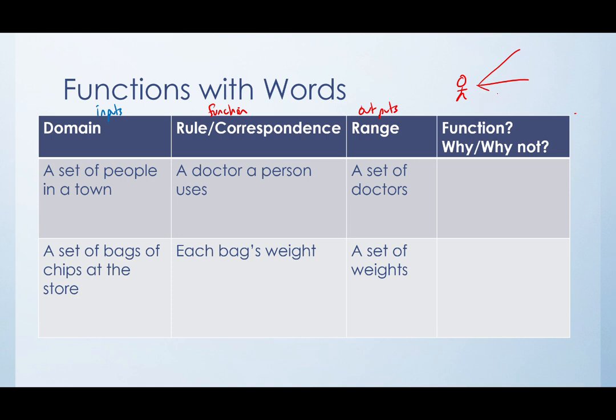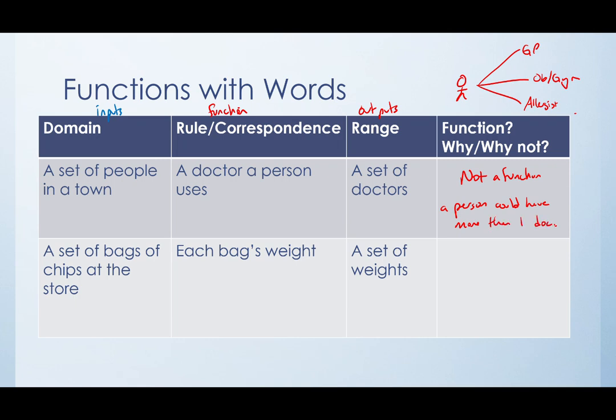You might have a whole lot of doctors, right? Maybe it's a general practitioner. Maybe if you're a girl, maybe an OBGYN, maybe an allergist, right? So one person may map to, one input may map to more than one doctor, more than one output. So this is not going to be a function, because a person could have, or is likely to have, more than one doctor.